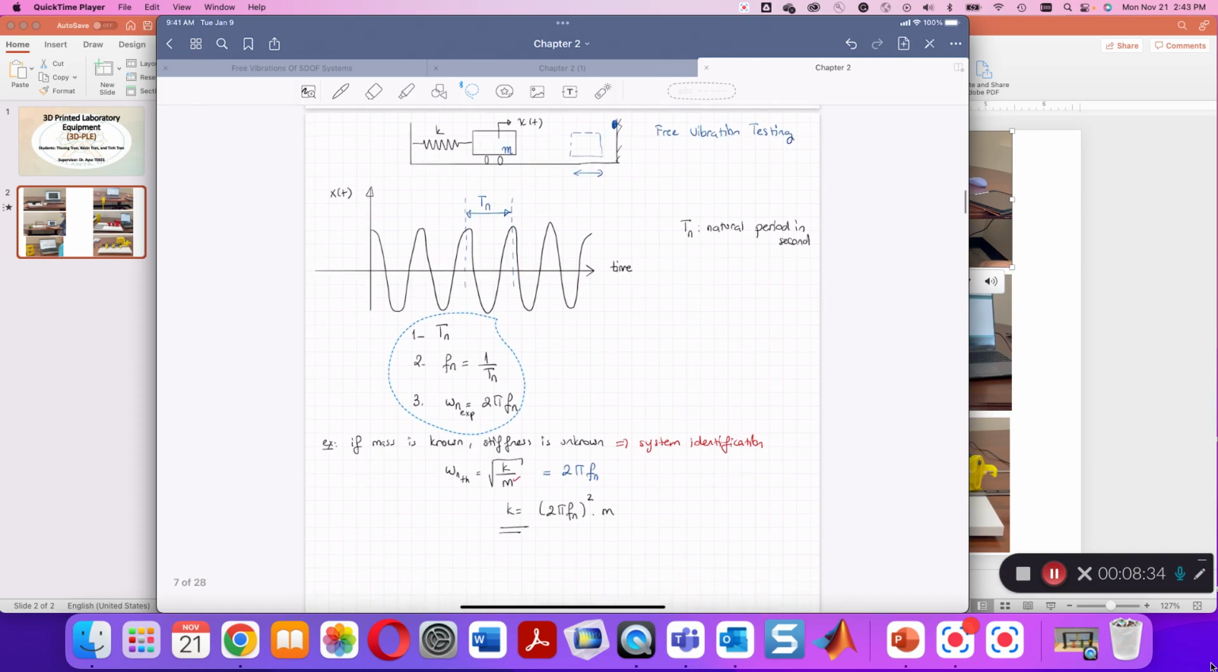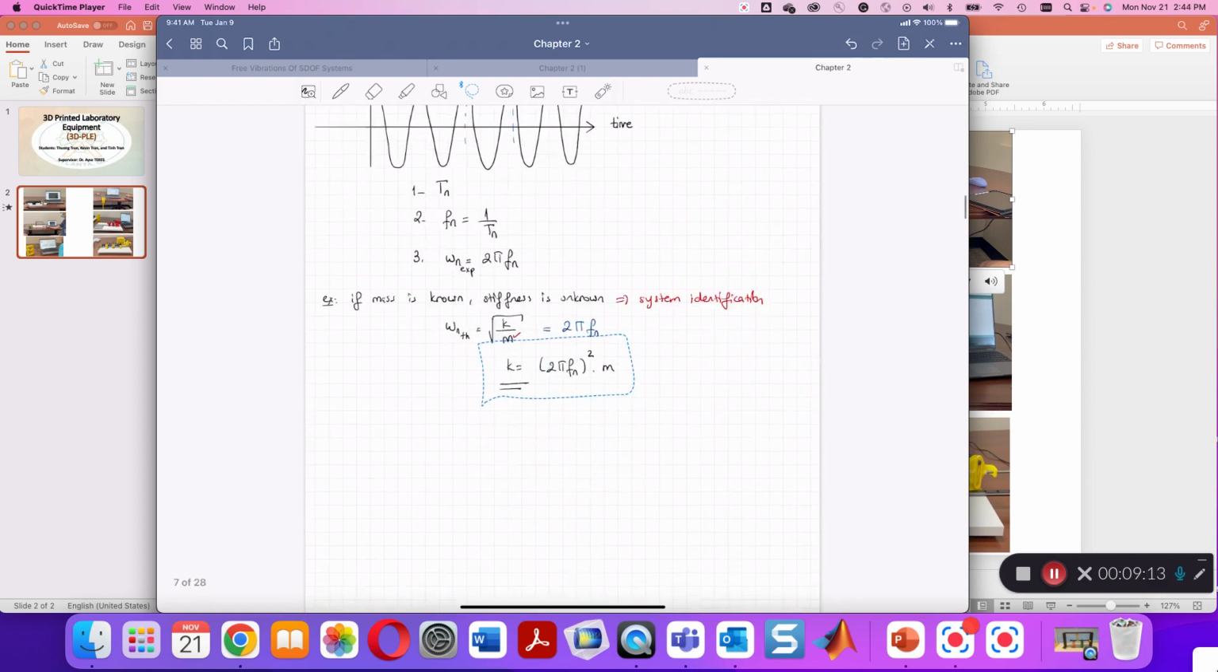Let's say you know the mass, but you don't know the stiffness of the system. Maybe you 3D printed the system, or maybe the geometry is complex and you don't know how to apply the equations. So there's an unknown in the system, such as in this one, stiffness is the unknown. Omega n is equal to the square root of k over m, which is 2 pi fn. You already know omega n, and omega n squared is k over m. So if you start with fn, you can use this equation to calculate the stiffness of the system. The reverse is also correct: if you know the stiffness, you can find the mass of the system as well.